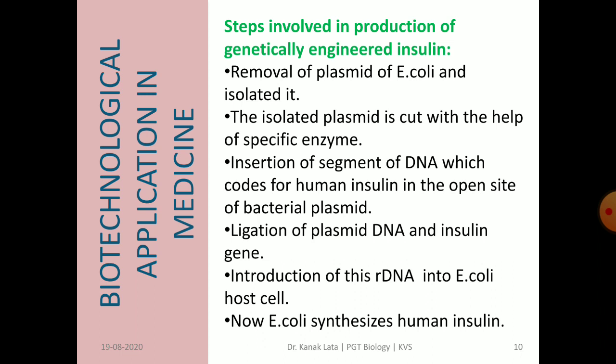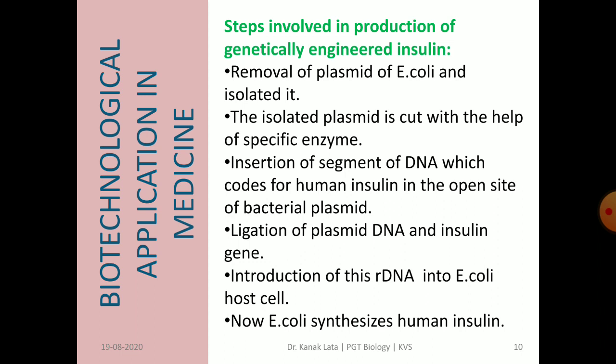First step is using a specific technique, the plasmid of E. coli is removed and isolated. In the second step, the isolated plasmid is opened with the help of restriction enzyme. Then the segment of DNA which codes for human insulin is inserted in the open site of the bacterial plasmid. After insertion, the plasmid is ligated by DNA ligase to form recombinant plasmid.